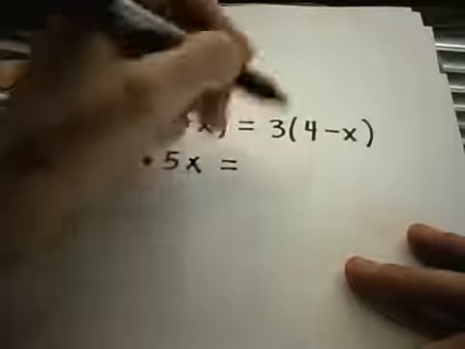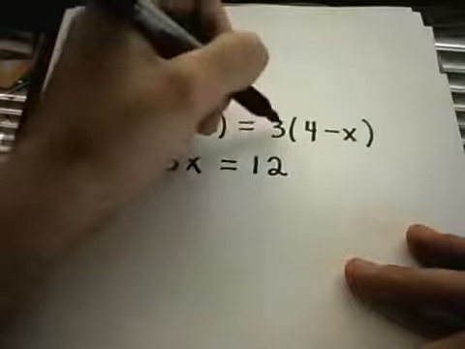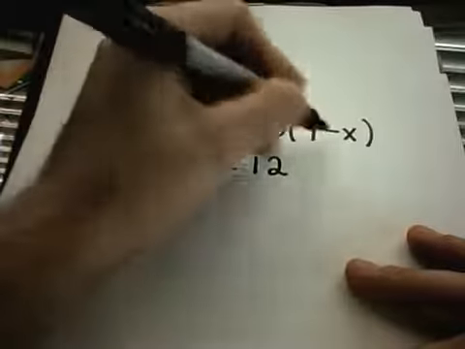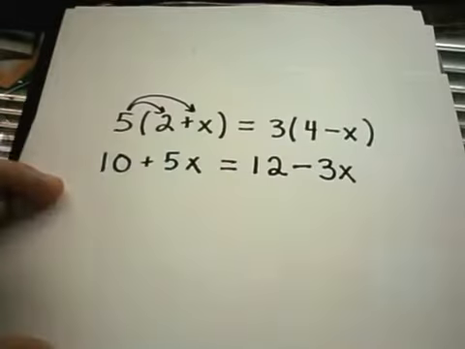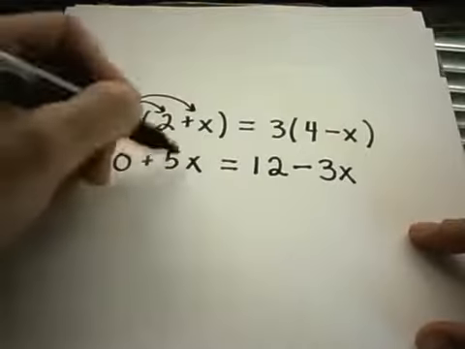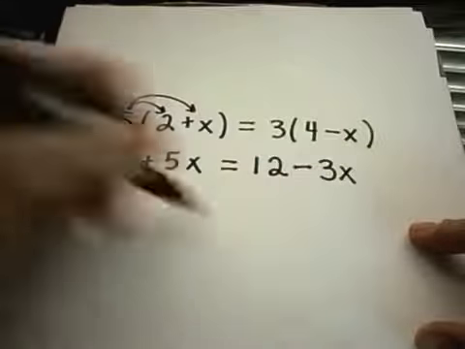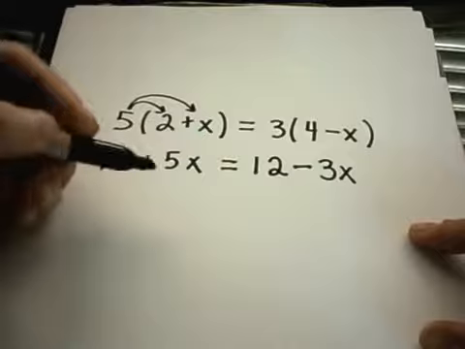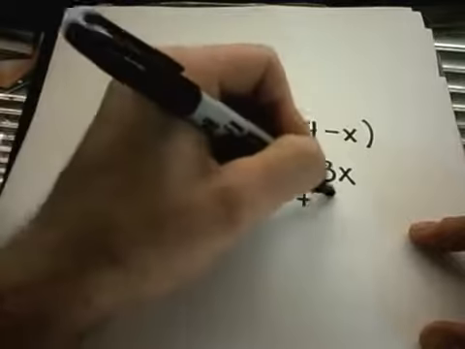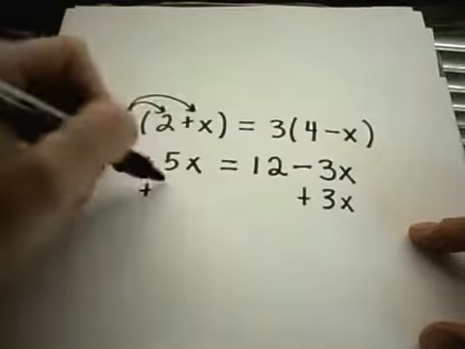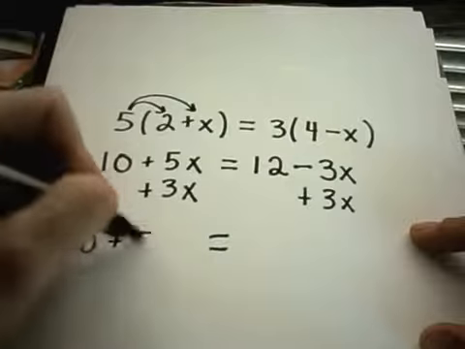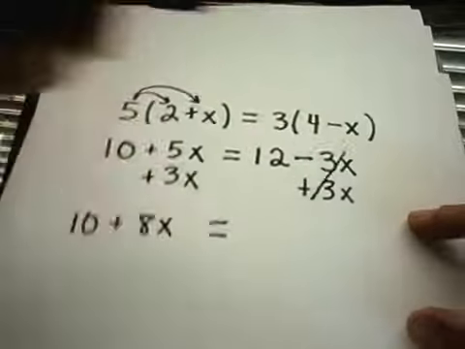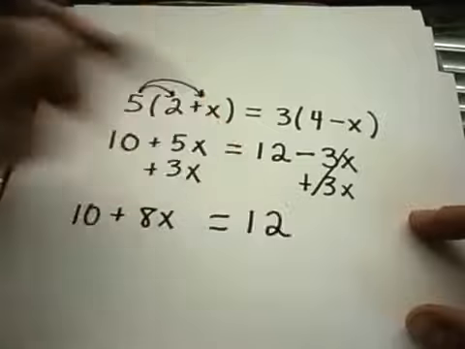On the right side, I'm going to get 3 times 4, which is 12. I'll get 3 times negative x, and again, a positive times a negative is a negative. 3 times x is 3x. And now I'm going to get my x's on the same side. So I could either move the x's to the right side, or I could move the x's to the left side. I'm going to move the x's to the left side. So I'm going to add 3x to both sides. So I'll have 10 plus 8x. And now the x's are gone on the right. I just have positive 12 hanging out.